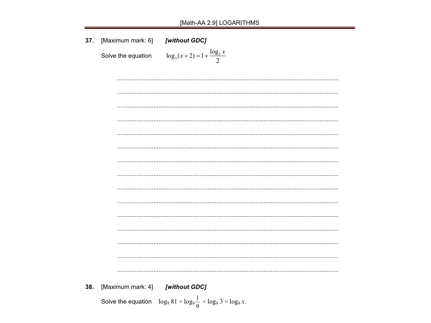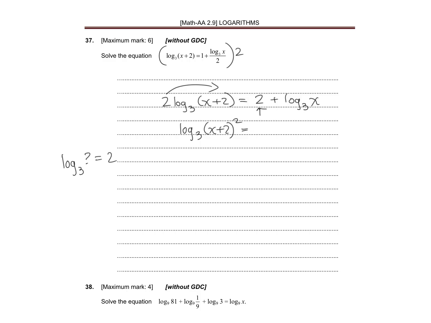For this one, we have to do a couple of things. I'm first going to get rid of the 2. So multiply everything by 2. So we're going to have 2 log base 3 of x plus 2 equals 2 plus log base 3 of x. Now this exponent 2, and we need to write this 2. So we want log base 3 of what? We want to write 2 as a log base 3. So it's got to be 9 because 3 to the second power is 9.